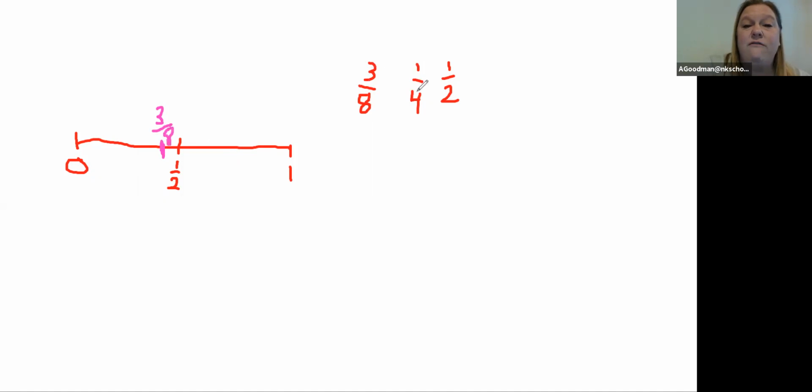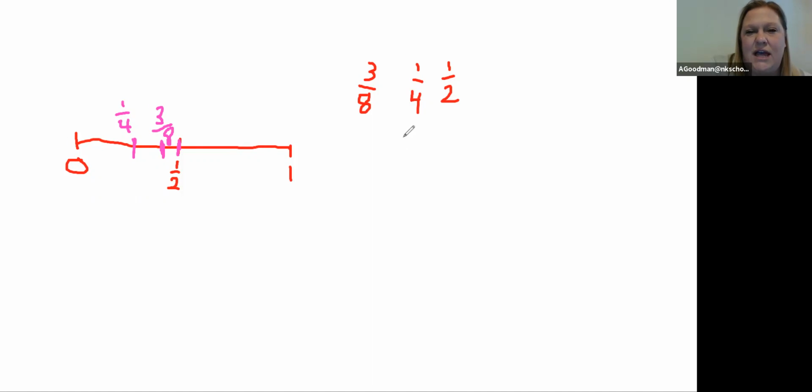And then 1/4, well, I know that 1/2 is the same as 2/4. So 1/4 is going to be in the middle between 1/2 and 0. So there's where 1/4 is going to be. And 1/2 is already listed for me, so I'm just going to make it pink. So now I can see that 1/4 and then 3/8 and then 1/2 is the order that these fractions go in. So that's using a number line and you're just going to estimate where it would be. Is it close to a half or less than a half?